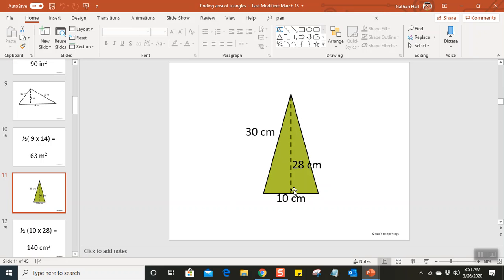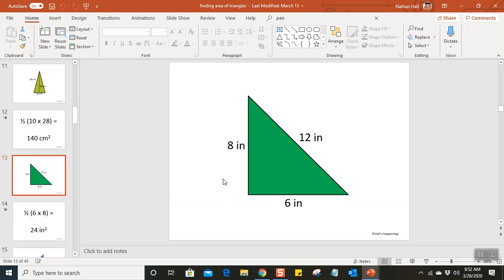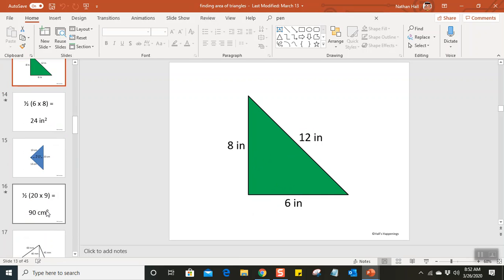Okay, so sometimes the height line is drawn inside. So here I would go 28 times 10 divided by 2. Right triangles have this 90-degree angle right here. So in a right triangle, the height line is going to be one of the sides, the 8 times the 6, but not the 12. I don't need the 12. So 8 times 6, which is 48, divided in half, which would be 24.